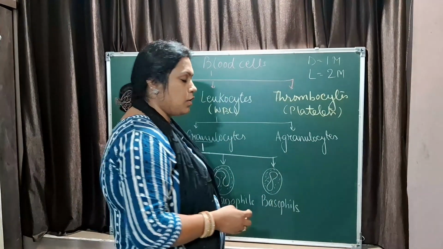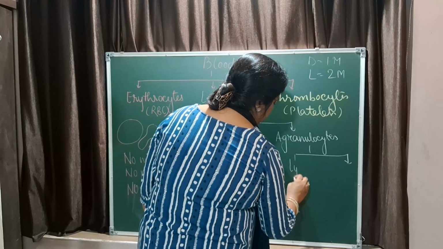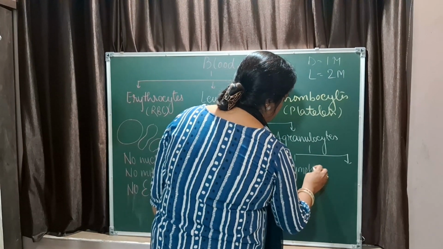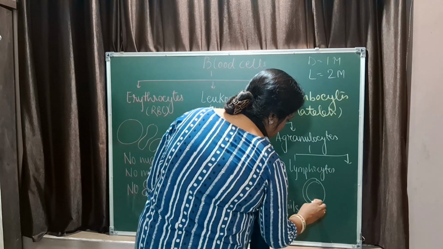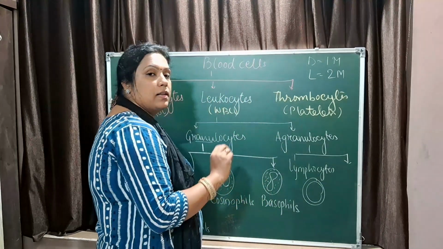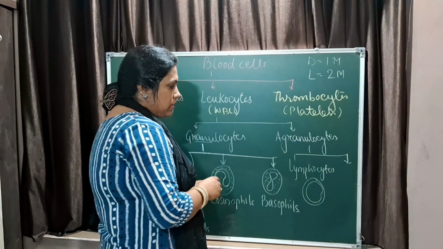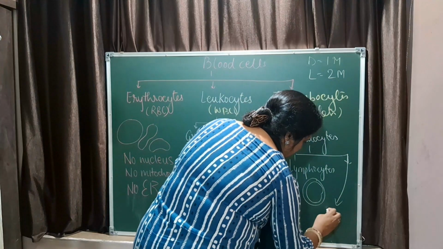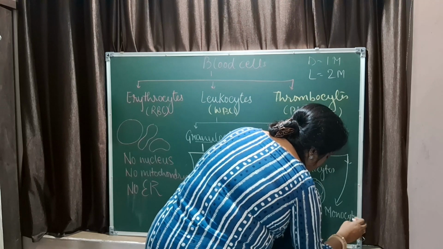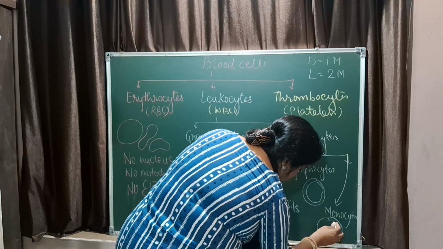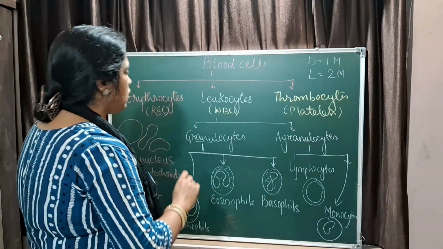Now, agranulocytes, when you talk about, there are 2. One is lymphocyte, L for lymphocyte, L for large nucleus. So, you have lymphocyte and it has got a large nucleus, and the cytoplasm is not granulated because it comes under agranulocytes. And the next one is monocytes. Monocytes are the largest of the WBCs, and it has got a kidney shaped nucleus. So, this is your blood cells.